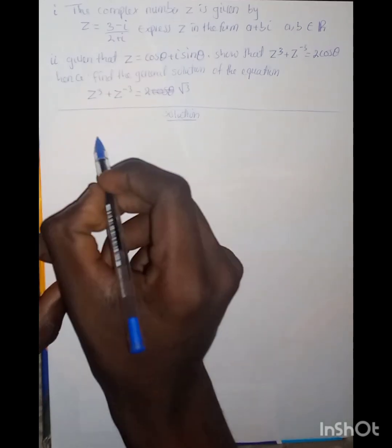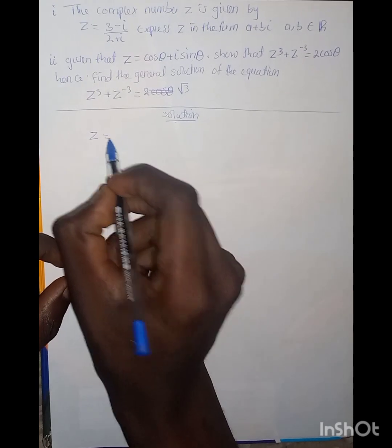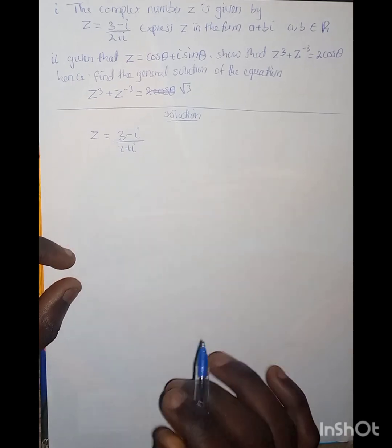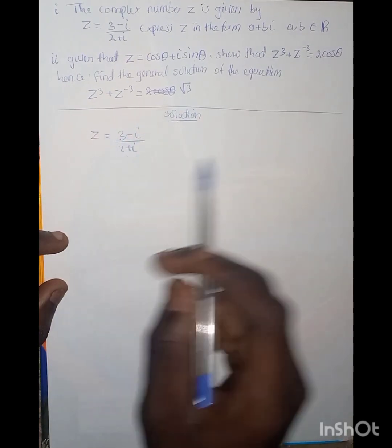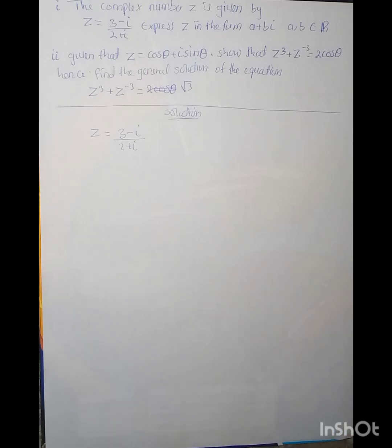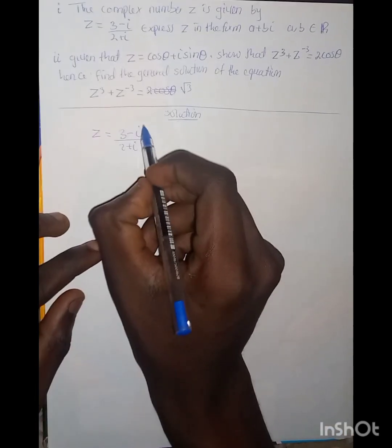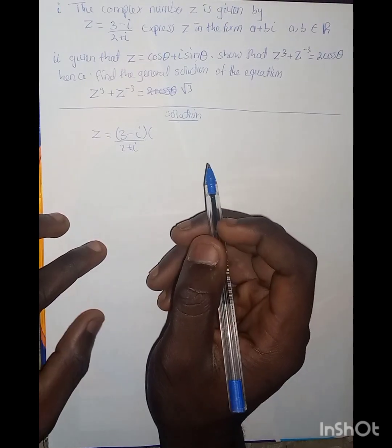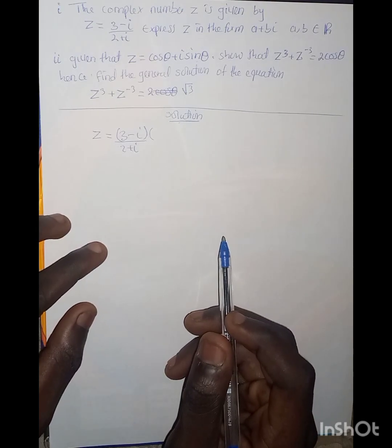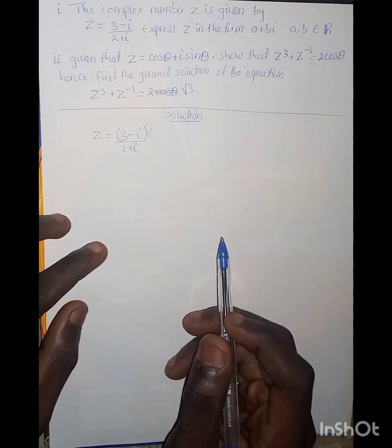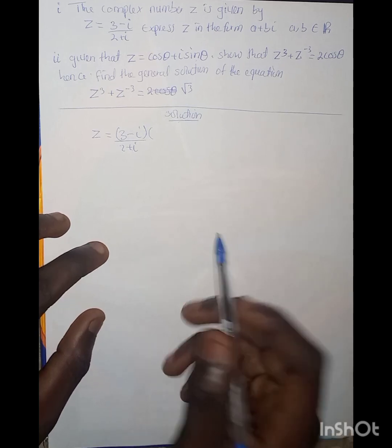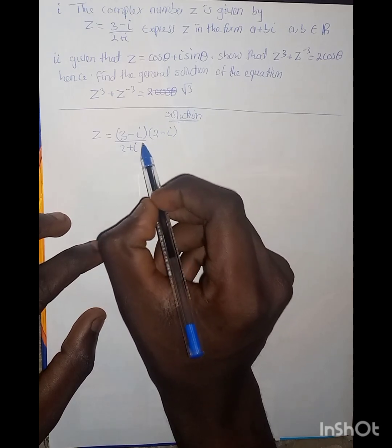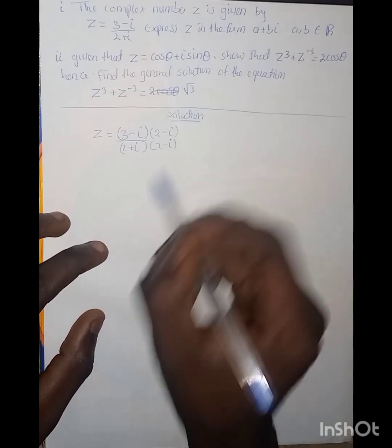The first part is saying that we should express z in the form a plus bi. That z is the same as (3 minus i) over (2 plus i). I'm just copying the question. To express a certain complex number like this in the form a plus bi, all you have to do is multiply top and bottom by the conjugate of the bottom, because the conjugate of 2 plus i is 2 minus i. If you have a complex number as a plus bi or x plus yi, the conjugate is just given as x minus yi. So I'm just going to multiply by 2 minus i, top and bottom.